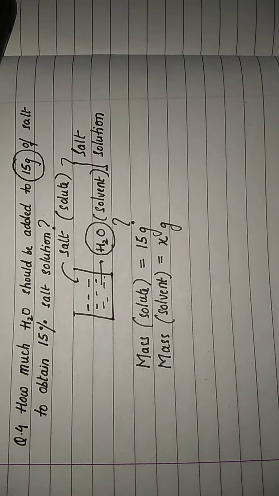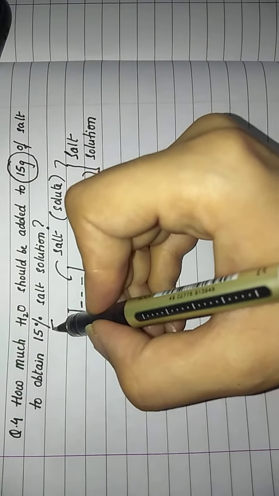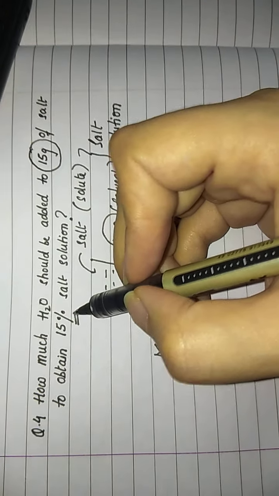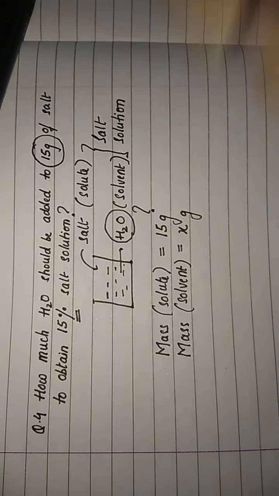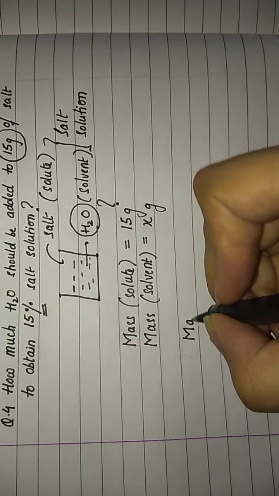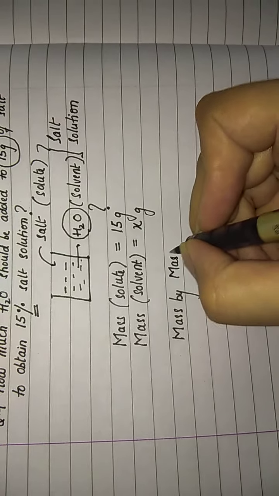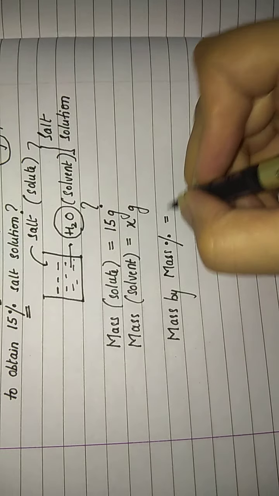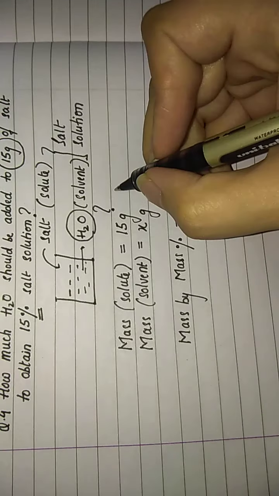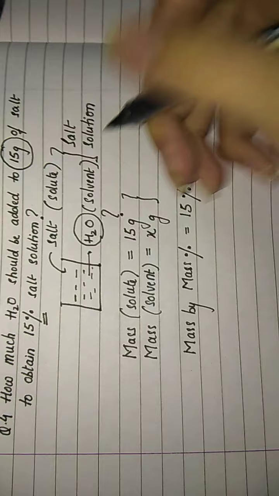Now they are giving me something else also, which is what? Now can you see this percentage sign? They are already giving us the mass by mass percentage of the solution. They are already giving us the concentration of the solution. So I will write mass by mass percentage has been given to me in this question already. It is 15%. Now I have the mass of solute and solvent here. Solute is 15 grams and solvent is x grams.